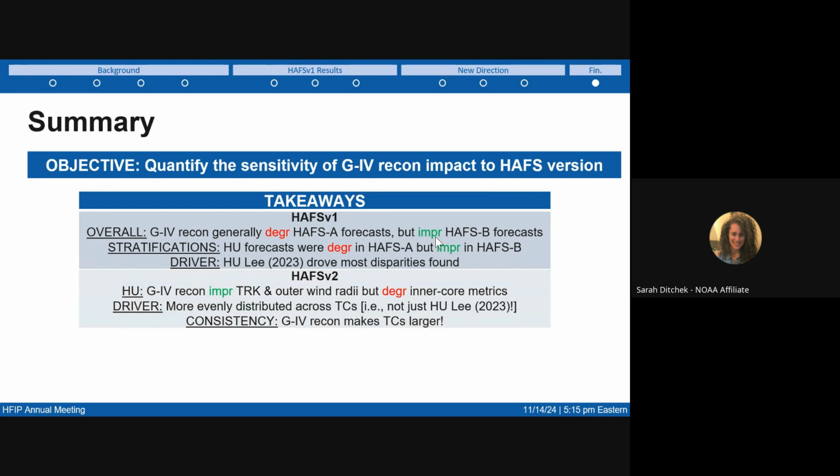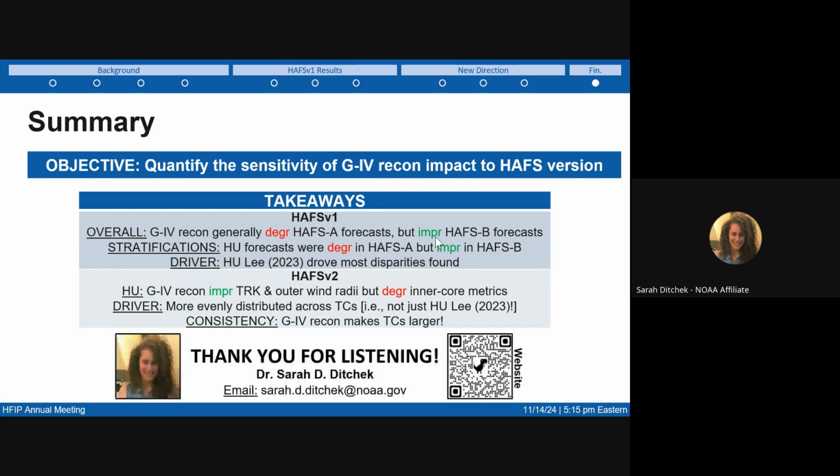For V2, the G4 recon improved track and outer wind radii, but degraded inner core metrics for hurricanes. And there's no real driver. It was more evenly distributed across the TCs. It wasn't just Lee that was driving these results. And there was some consistency as well here, that G4 recon was found to make the TCs larger.